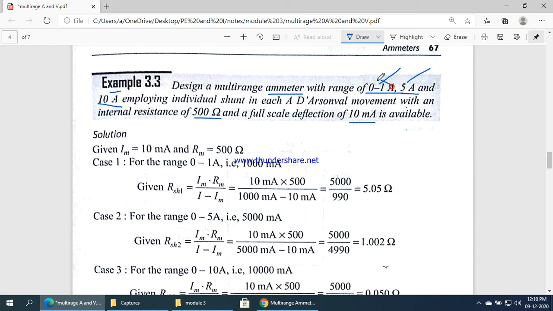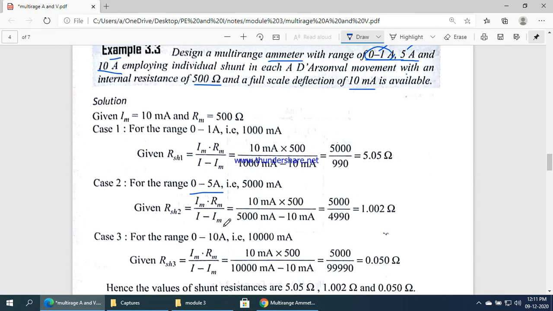The full scale reading is given as 0 to 1 amp, up to 5 amps and up to 10 amps, same as the previous problem. The only difference is that here they mentioned 0 to 1 amp, and 5 amps is nothing but 0 to 5 amps, and up to 10 amps. So here also we need to calculate the value of shunt resistance, employing an individual shunt for each range.